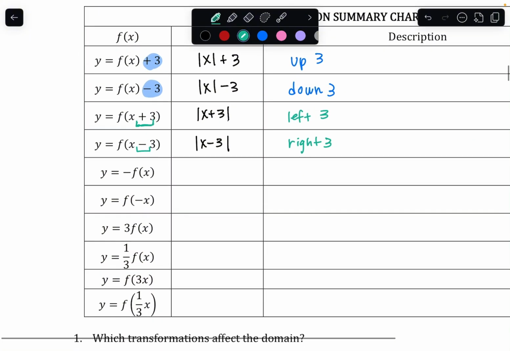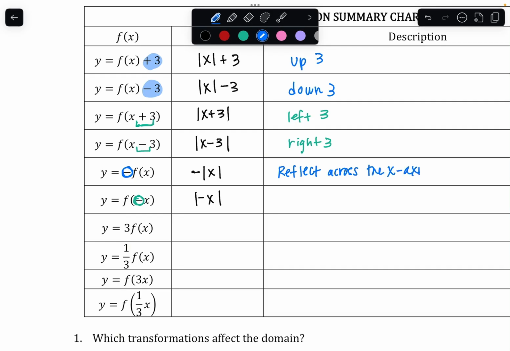Okay, and a negative outside, again, is going to be a vertical change. But if you put the negative inside the bars, it's going to be a horizontal change. So a negative outside the function would be outside the bars. A negative inside the function would be inside the bars. If it's outside, it's going to reflect you vertically. So it's going to reflect across the x-axis. Across the x-axis, meaning it is going from right side up to down.